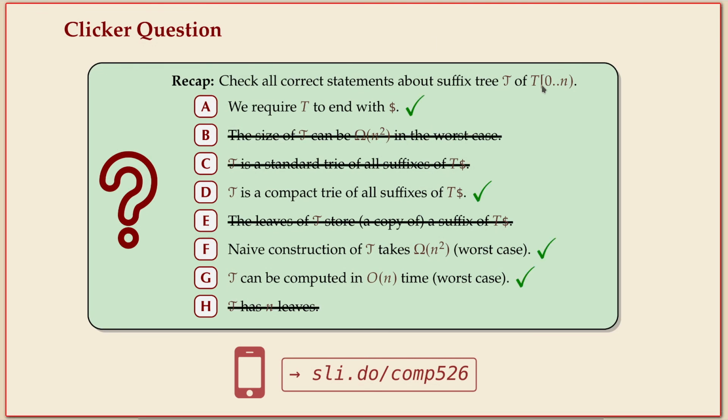Let me briefly recap. So we always put a dollar sign at the end of t. That's correct. The size of the suffix tree is never quadratic. It's always linear. If it were quadratic, we can't possibly build it in linear time. We just need that time to write it out. The trick here is the tries could be big, but the compact trie never is, especially if we store the leaf labels just with an index. The whole thing is linear, so theta n space.